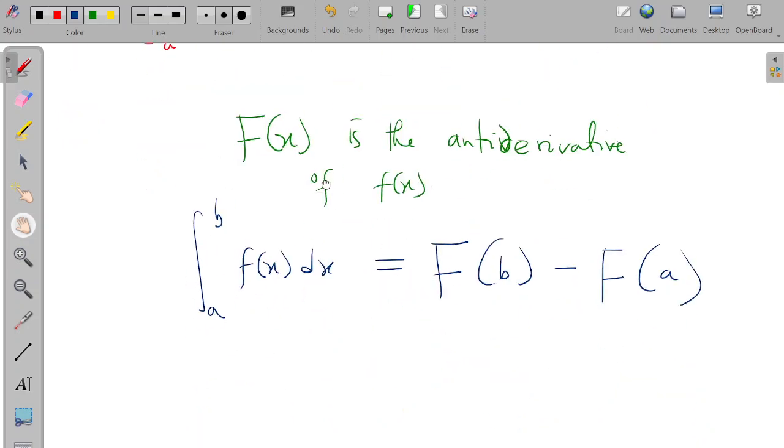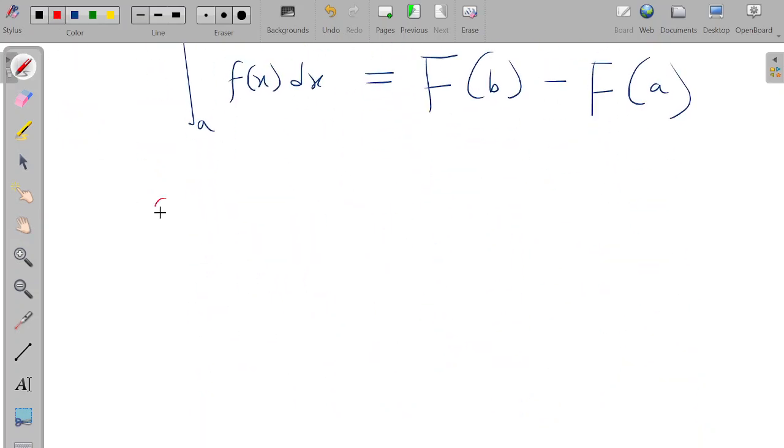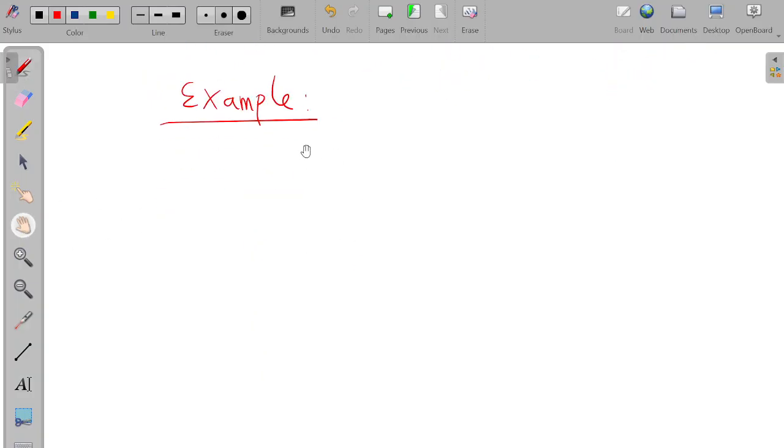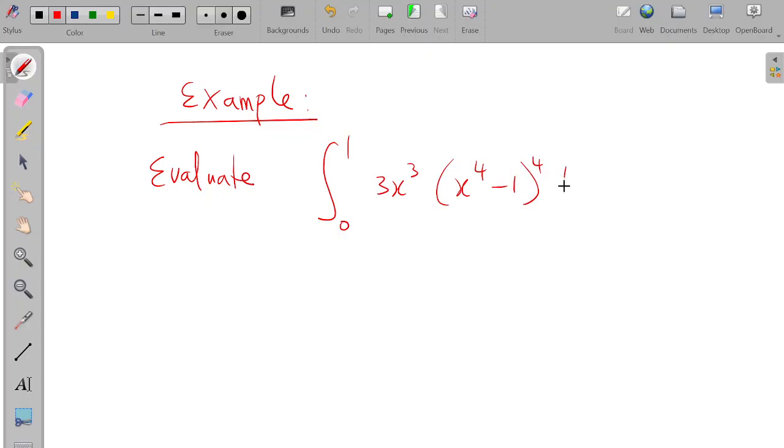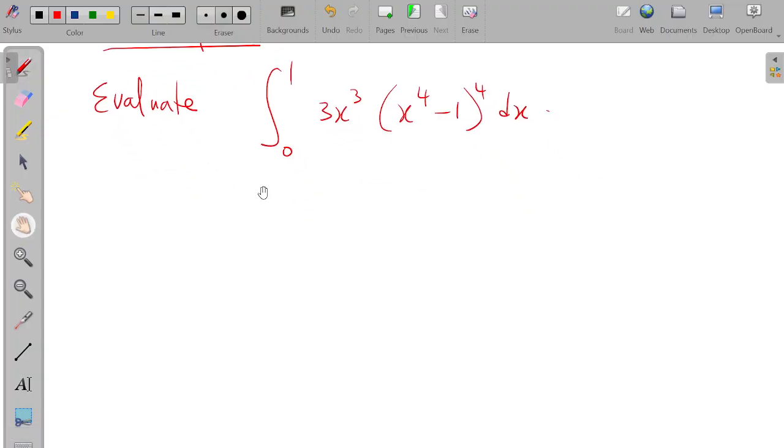Okay, let's quickly do this example to wrap this up. Example. Evaluate the integral from 0 to 1 of 3x^3 (x^4 - 1)^4 dx. Okay, so we want to evaluate this. Again, look at this, you will see that there's need for us to use substitution. That means to make something our u. Okay, what to make our u is this one.